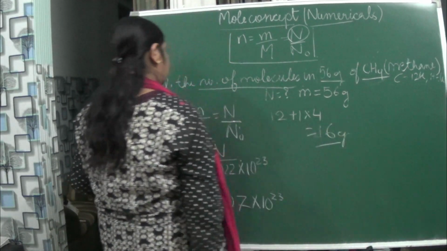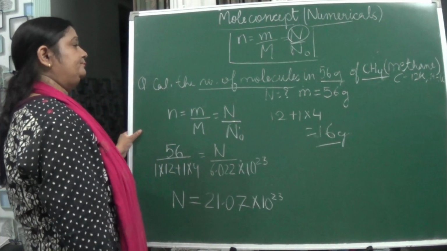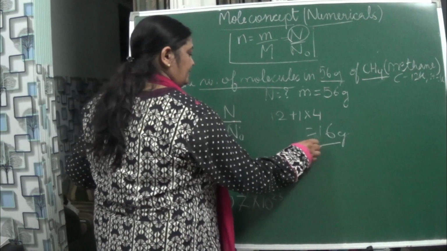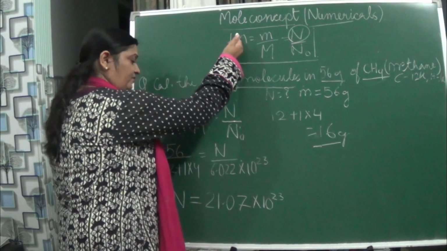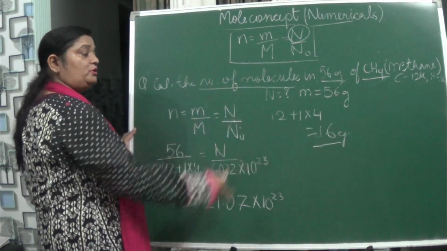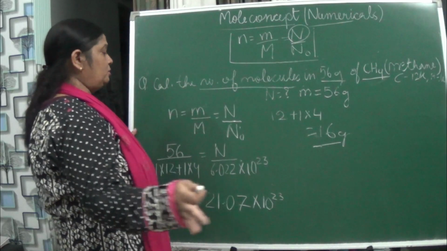Okay. So here you can see the molar mass which you have got is what? 16 grams. Okay. Now after calculating this, just put it in the formula. How will you put it in the formula? The formula is given to you. Or if you want to do it directly, you can do that also.